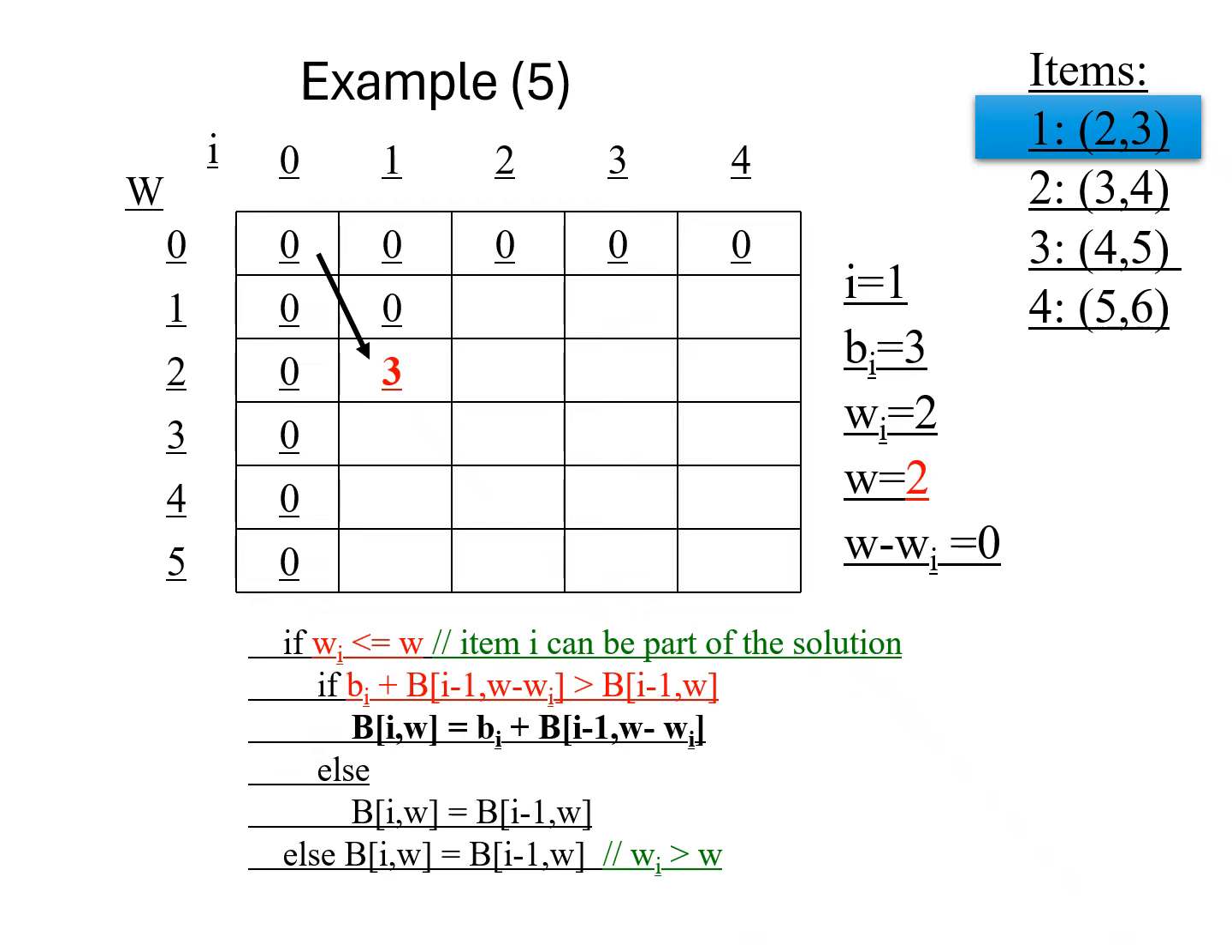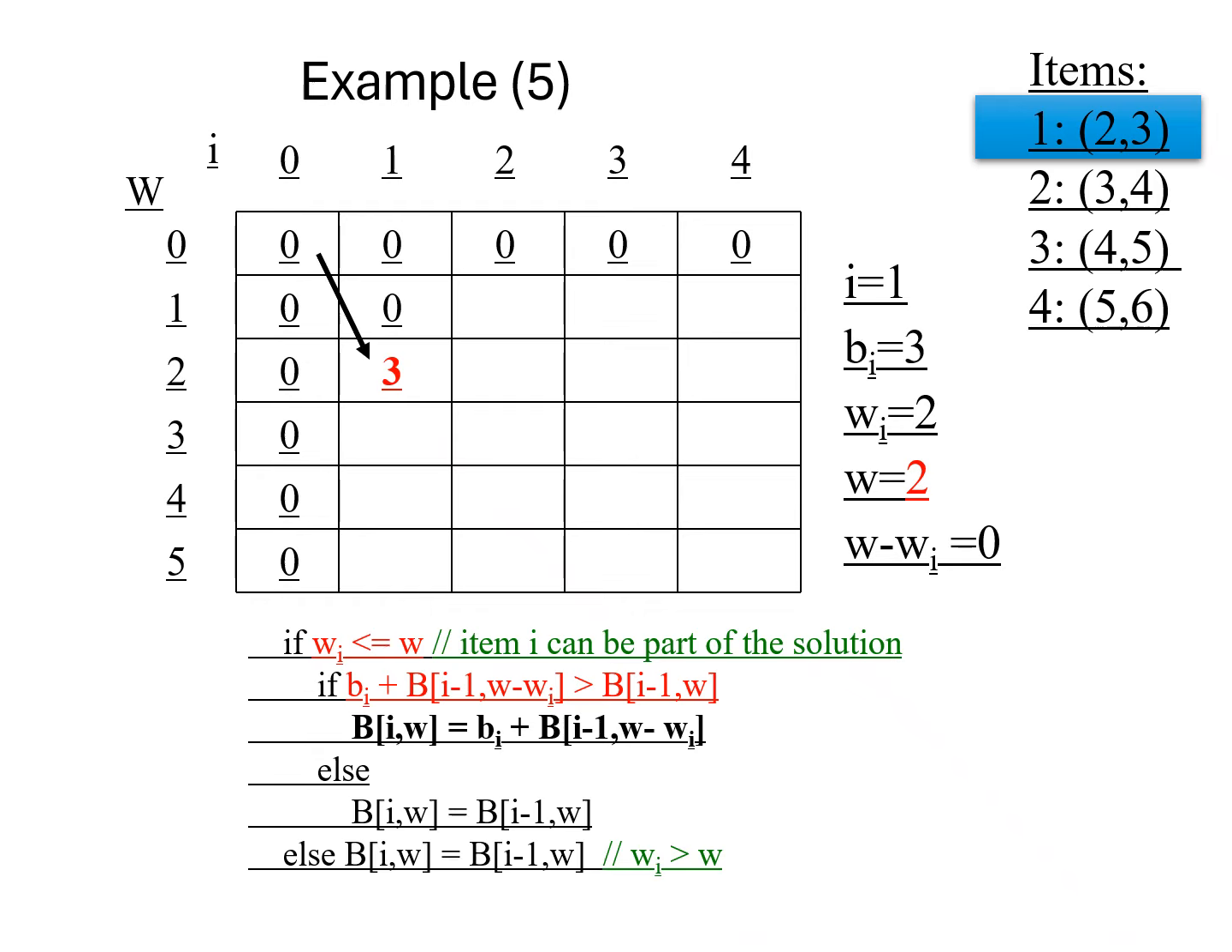Because after adding this item, that is 2, 0 capacity is left, so you go to the 0 row and add the worth from there to this 3. So 3 plus 0 is 3. Remember this one. It is not only 3, it is 3 plus 0.